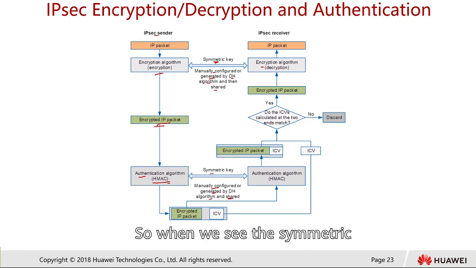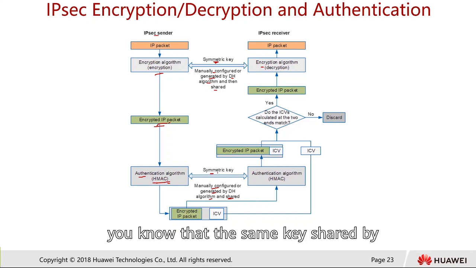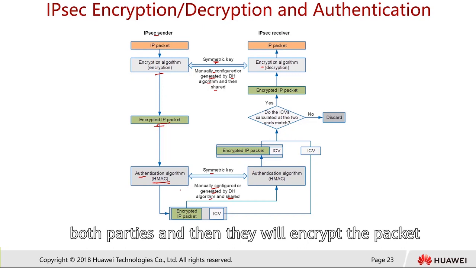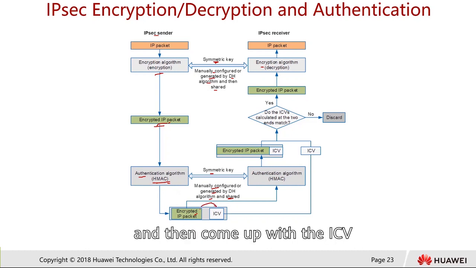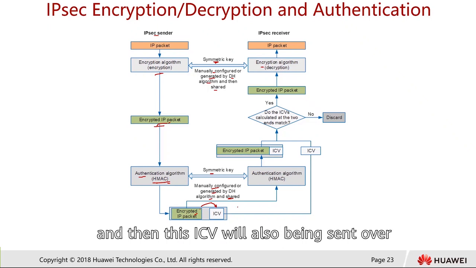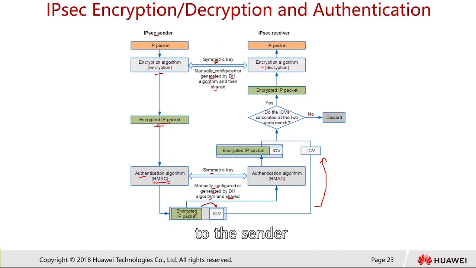So as and when we see the symmetric, you know that this is the key shared by both parties. Okay, and then they will encrypt the packet, and then they will generate the hash value and come up with the ICV, and then this ICV will also be sent over to the sender.